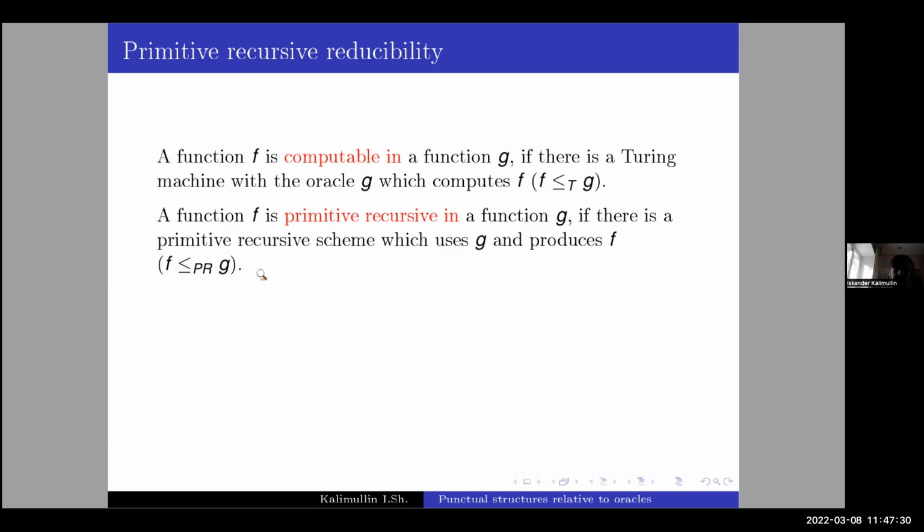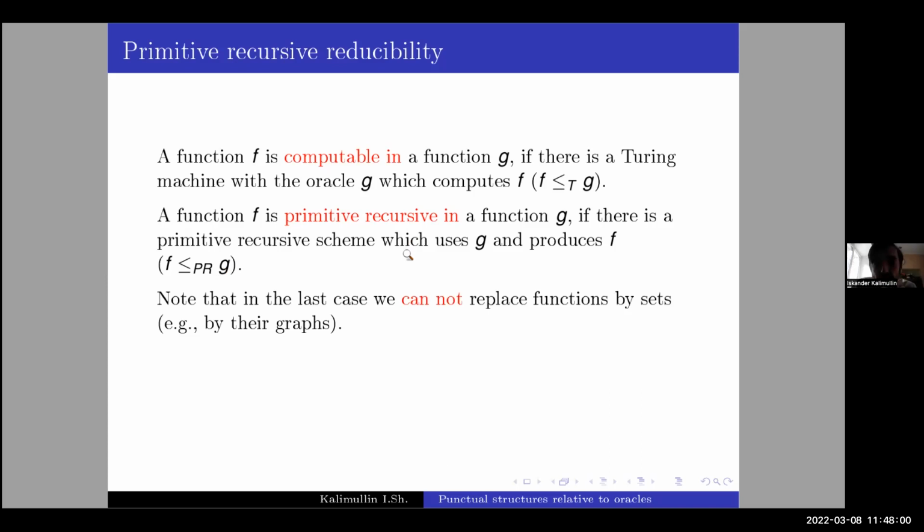In fact, it is somehow similar to truth table reducibilities. But of course, there are some differences, most of them connected with the fact that at the bottom we have only primitive recursive functions and sets, not computable ones. Also, for this definition we must distinguish functions and sets. For Turing reducibility it's not relevant; we can replace functions by their graphs and so on. But here, of course, we can't.